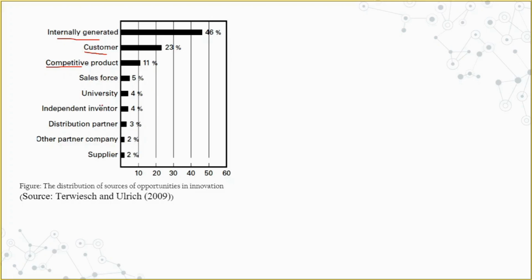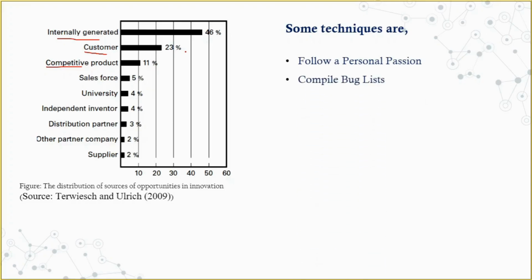Other sources include the salesforce, university students, independent inventors, distribution partners, and other suppliers as well as companies. By this evaluation, we can see that yes, we can identify opportunities easily from various resources. Apart from it, there are some techniques as well. These are some techniques: you can follow a personal passion. If you want to launch a new product, then you can compile the bug list in the existing product.